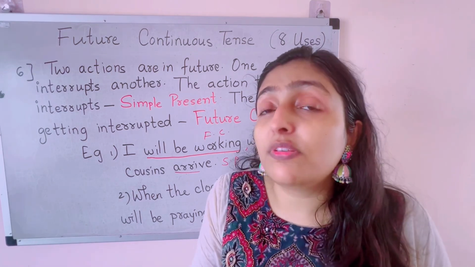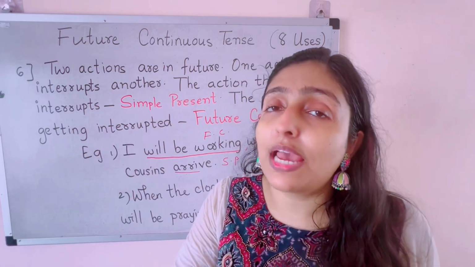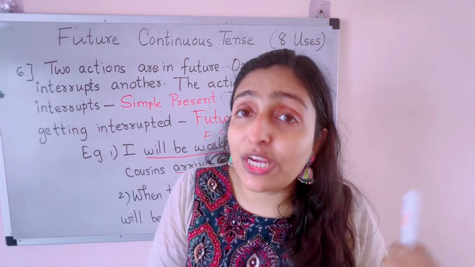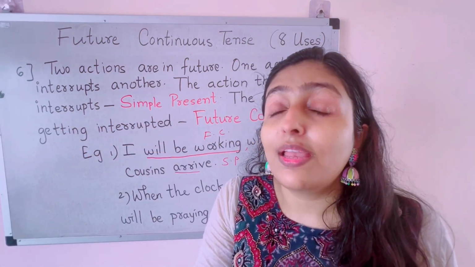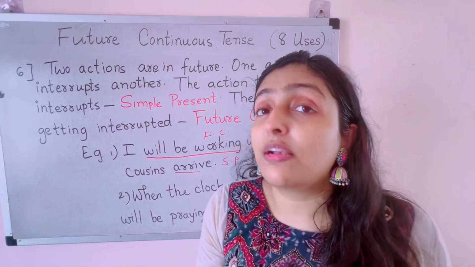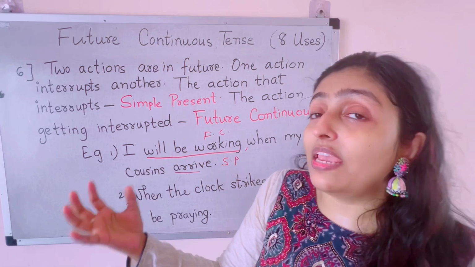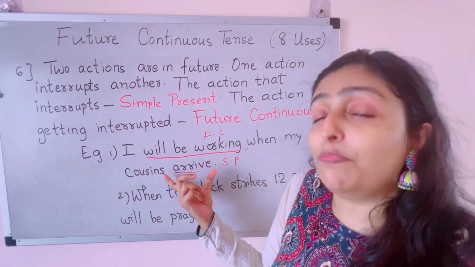I cannot keep on celebrating and have a gala time with them. I'll have to be in the kitchen the whole time cooking food for them. So that involves a longer duration of time. I'll be cleaning my house when they sit and enjoy. I'll be cooking the food when my cousins arrive. So the action that is interrupting another action is written in simple present tense.